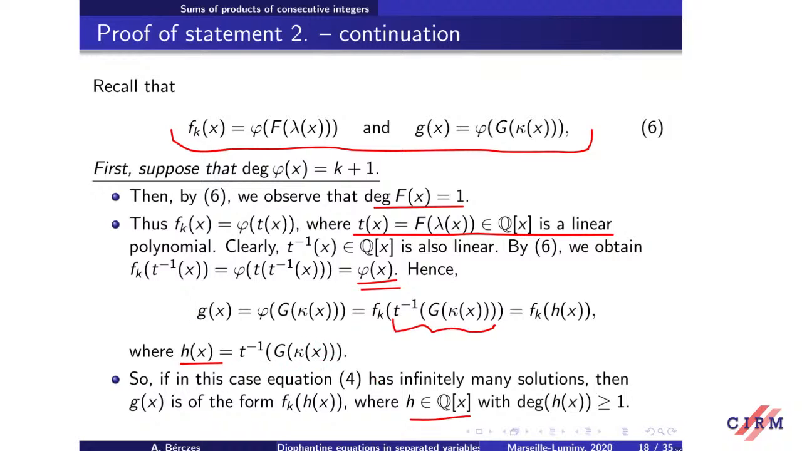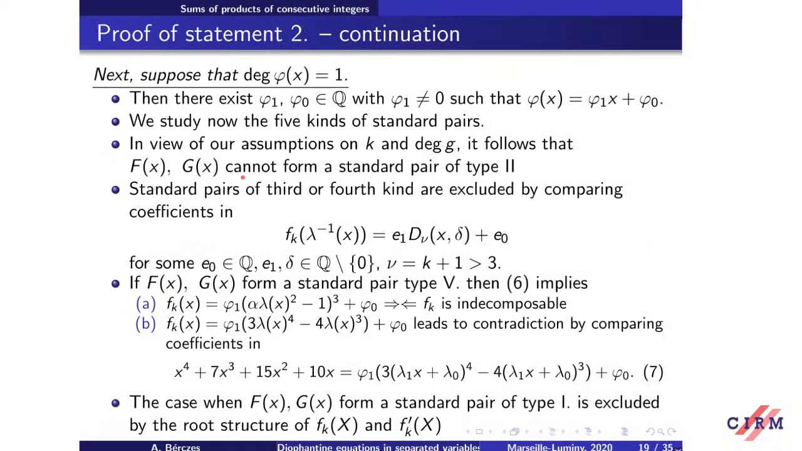And we will see that there are no other possibilities for infinitely many solutions, since the other possibility is when the degree of phi of x equals 1. Whenever the degree of phi of x equals 1, we can write phi of x like this. And in this case, we have to study all the possible standard pairs. Now, we have 5 kinds of standard pairs.